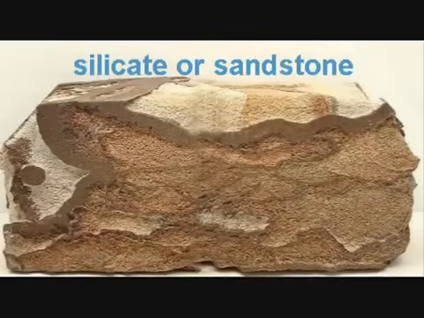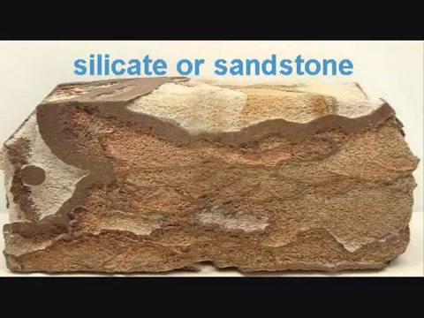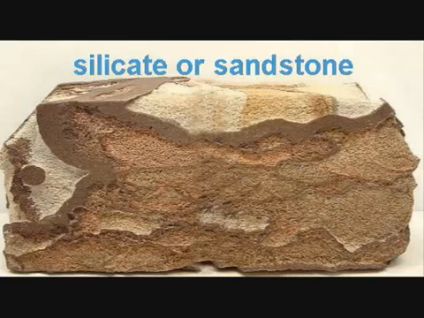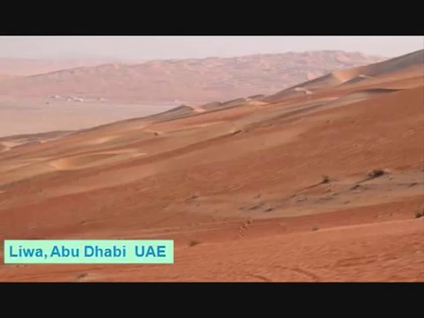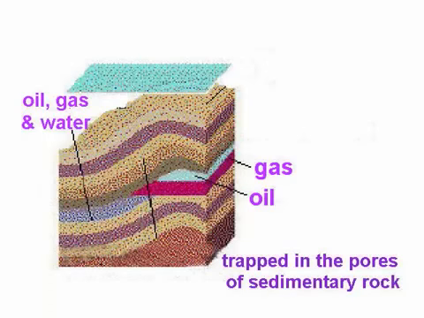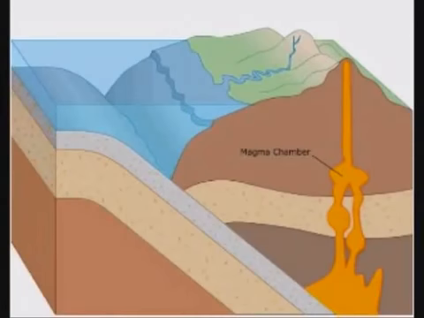Silicate or sandstone was formed when the layers that were laid down contained silicate particles of varying sizes. Around Liwa, you can see examples of sandstone. In the UAE, most of the oil is found in limestone. Here is an animation of the rock cycle.